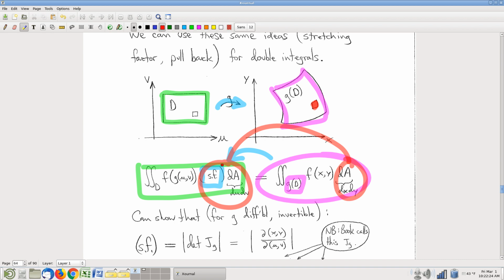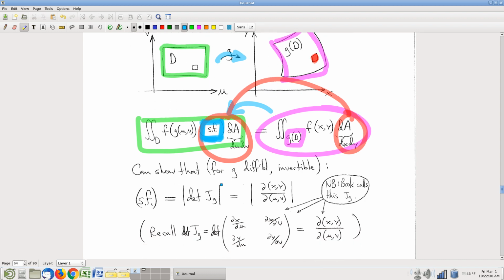Having stretched it out, you got to keep track of how much it stretched to produce that little red piece of area. So that stretching factor goes in there. So don't forget your stretching factor. By the way, here's a formula for the stretching factor. It's the absolute value of the determinant of the Jacobian. There are various different notations and expressions for how to compute that. And off you go, pretty much.